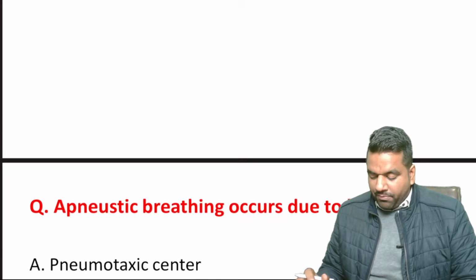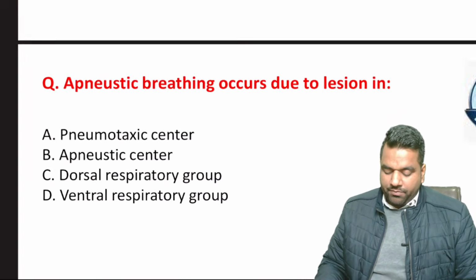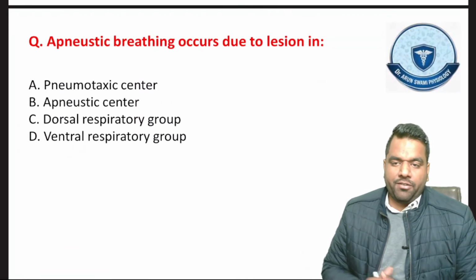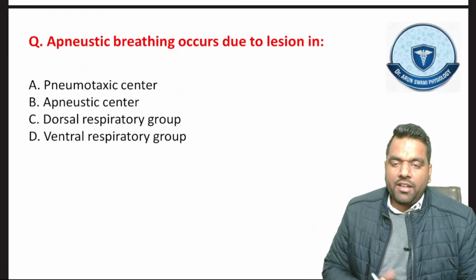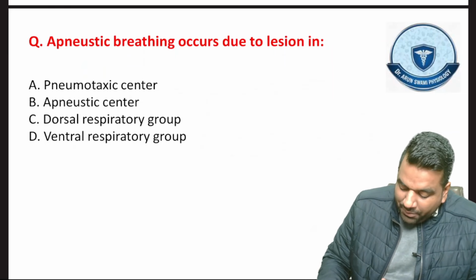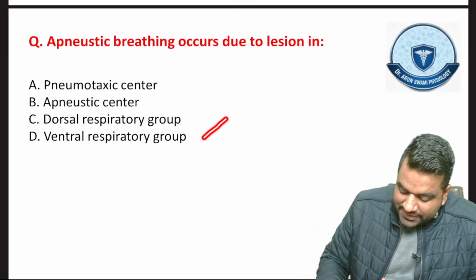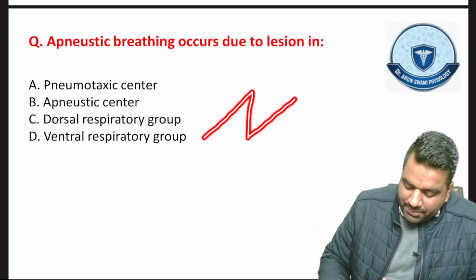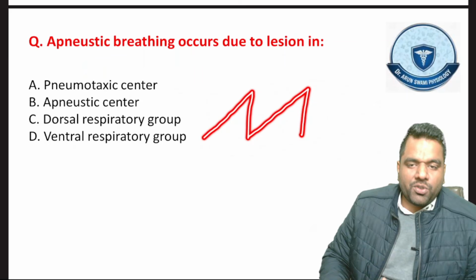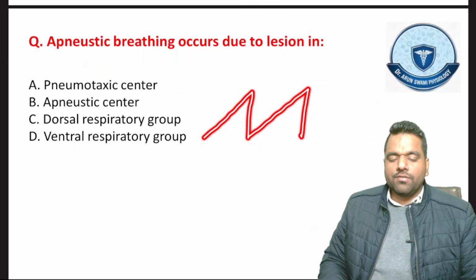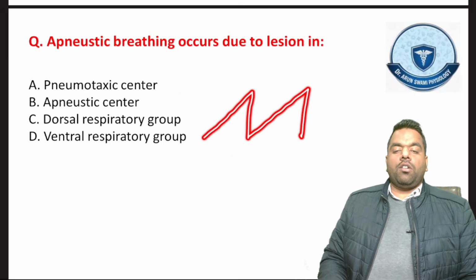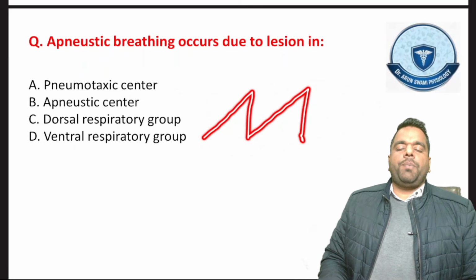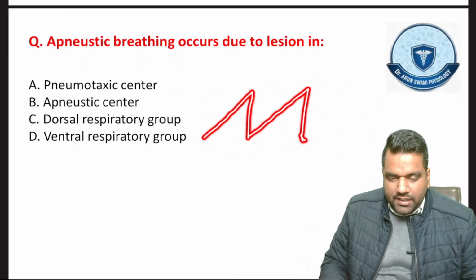Coming to the next question, apneustic breathing. Apneustic breathing occurs due to a lesion in. Yes, guys, apneustic breathing. So what is apneustic breathing? In apneustic breathing, there is increased inspiration and decreased exhalation. So your person is doing something like this. Inspiration is prolonged, but expiration is decreased like this.